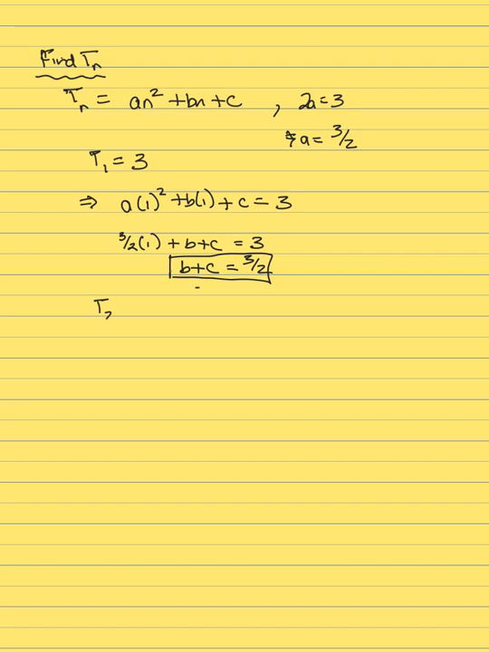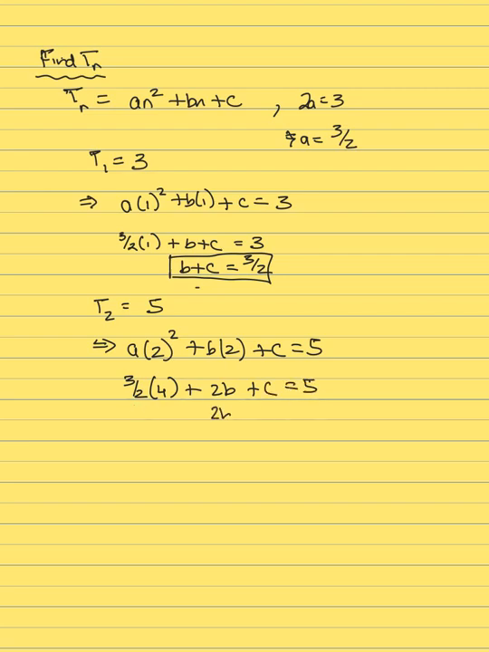We now take the second term, and the second term was 5. That means that a times 2 squared plus b times 2 plus c is equal to 5. We substitute in again the 3 over 2 for a, and we tidy it up, and that gives us that 2b plus c is equal to minus 1. And we now have two equations, two unknowns, and we'll solve them simultaneously.